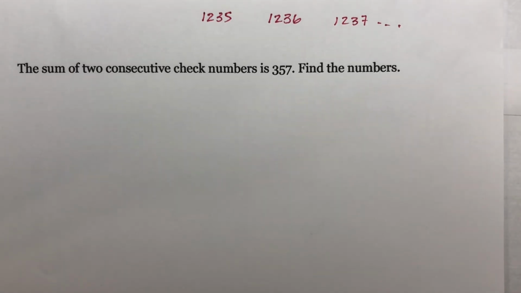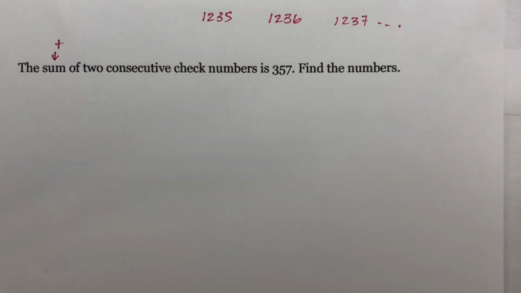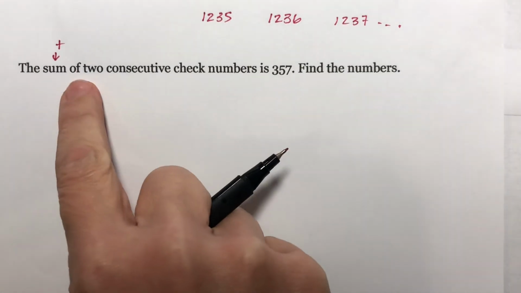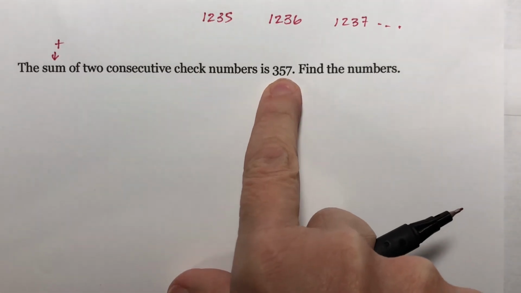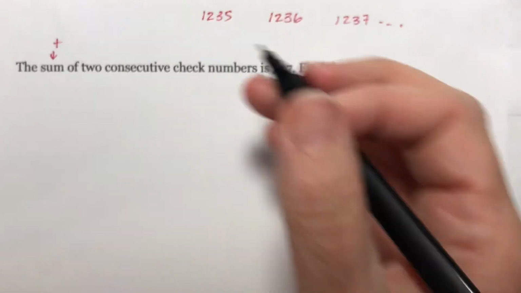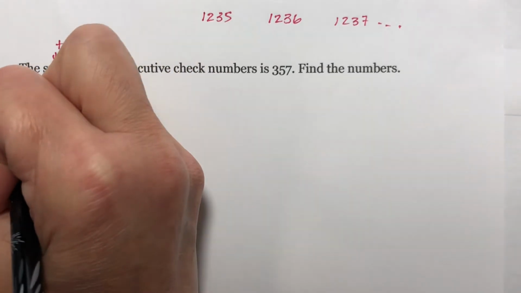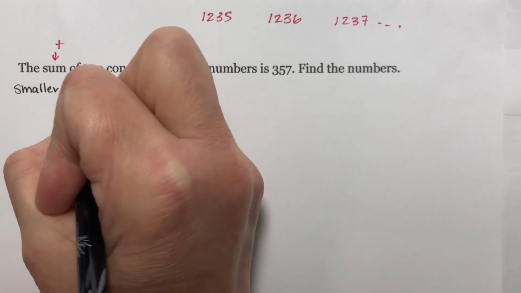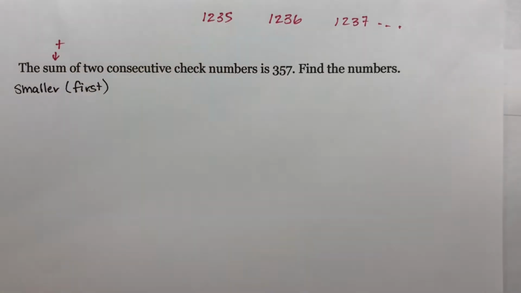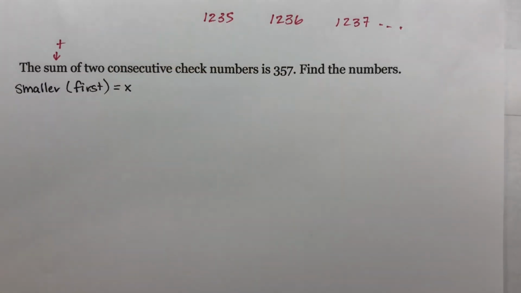Sum is an addition problem, right? It's the answer to an addition problem. And I want to add 2 consecutive check numbers, and I should get 357. So I take the smaller one plus the larger one, and that gives me the total. So let's talk about the setup. The smaller one, or you can think of it as the first number, depending on how the problem is written, is going to be x.